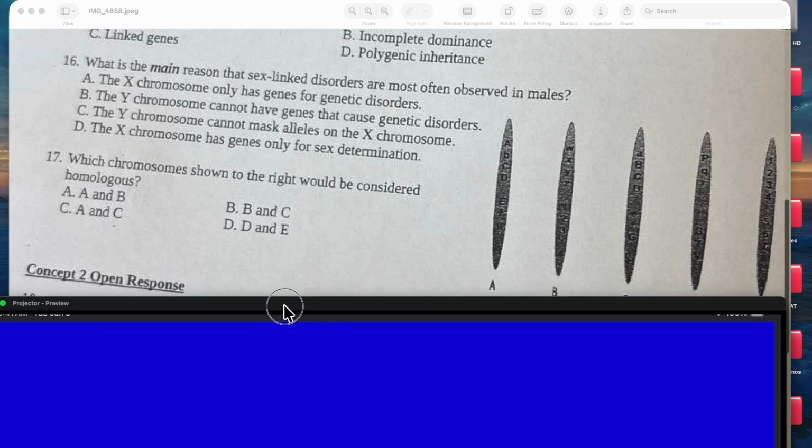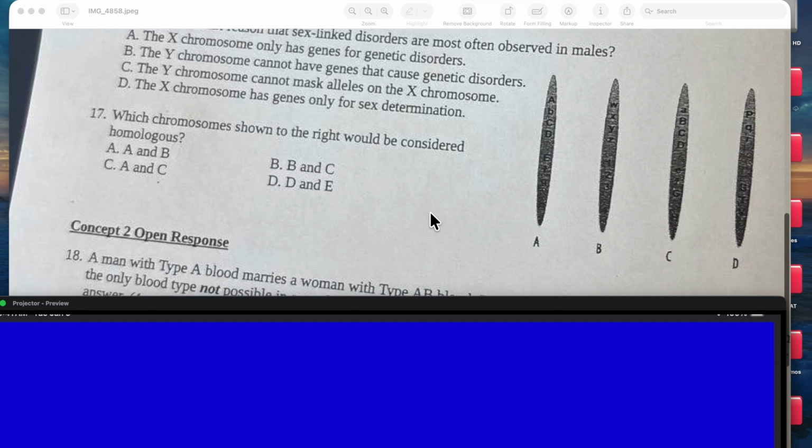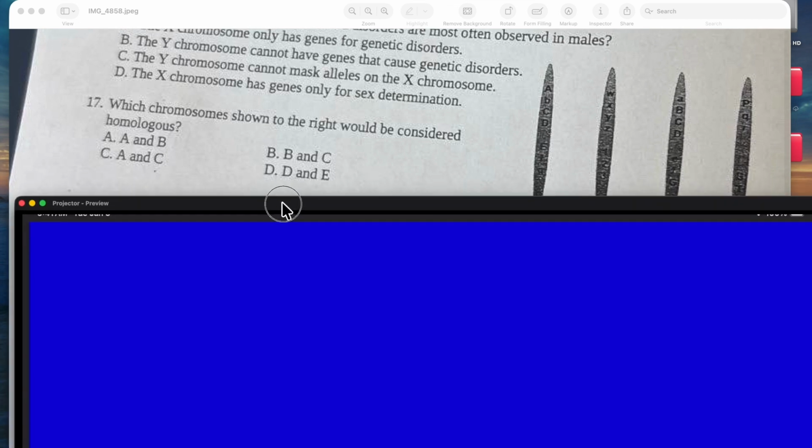Finally, which are considered homologous? You won't be able to see this, but here there's capital A, small b, capital B. In other words, the loci match up for these 2 homologous chromosomes. Now remember, the word homologous means not identical. Homologous means they have the same loci, but they're not identical.